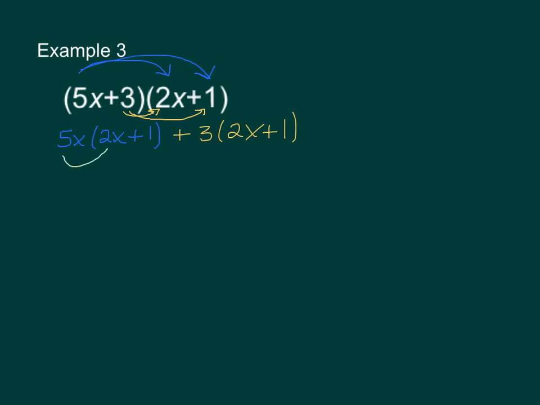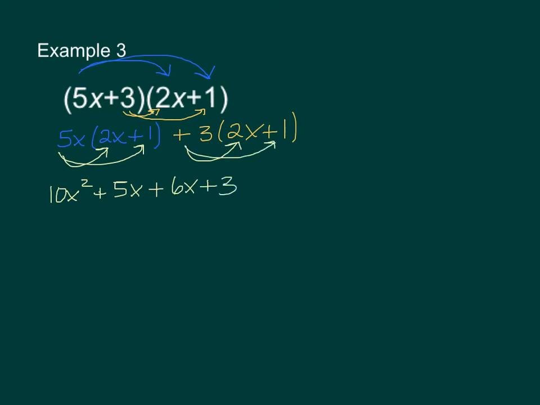So 5x times 2x, multiply the 5 and the 2, you get 10. X times x is going to give you x squared. Then 5x times 1 is just 5x. Now I'm going to multiply my positive 3 times 2x. That gives you a positive 6x. And then positive 3 times positive 1 gives you a positive 3.